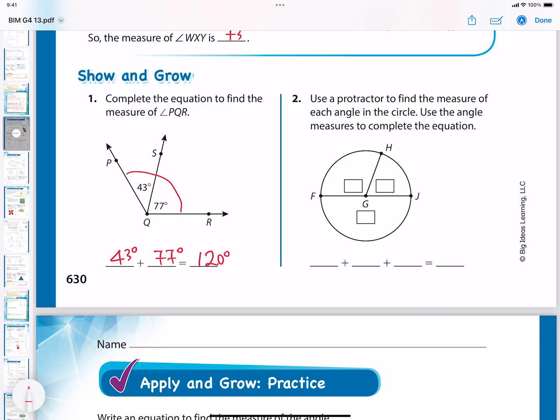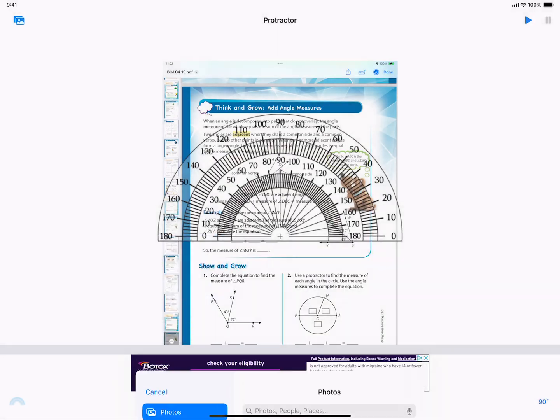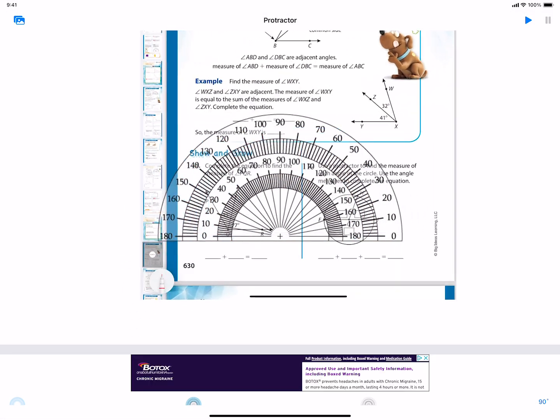All right. Now use a protractor to find the measure of each angle in the circle. Use the angle measures to complete the equation. Now, to be honest, it has to be 360 because we know the circle is what? 360 degrees, right? And I can guess this must be 180 degrees since this is a straight angle. And let's find out the other two. I'm going to use this one. Okay, now let's measure this.